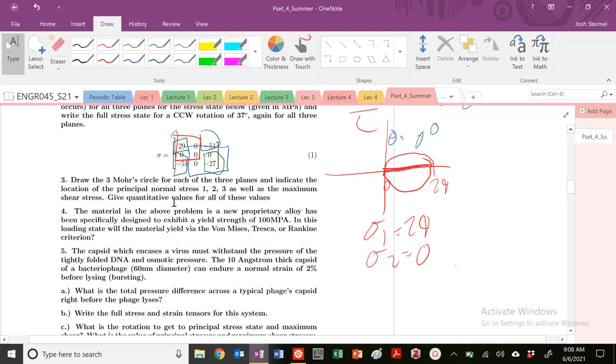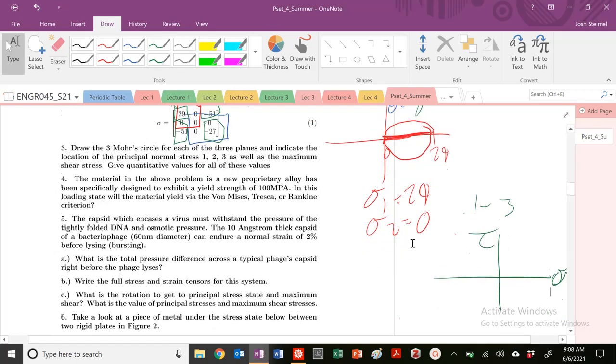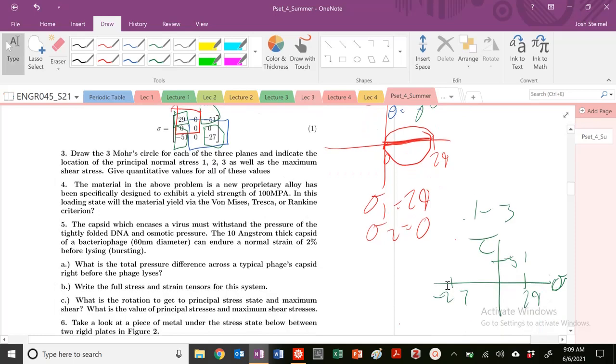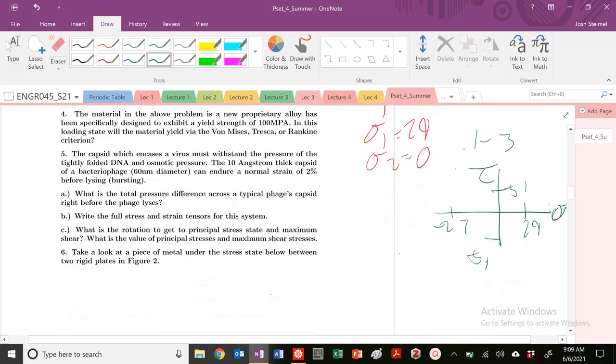Now, let's take a look at our real 1, 3 plane. If I look at tau 1, 3 versus sigma, I have a different situation because I am not in my principal stress state, because I have shear stresses. So I have 29 here, 27 here, and then 51, 51. So I have 4 coordinates, and my circle goes through them. I don't know my principal stress state, but I can figure that out and figure out the 2 theta angle here.